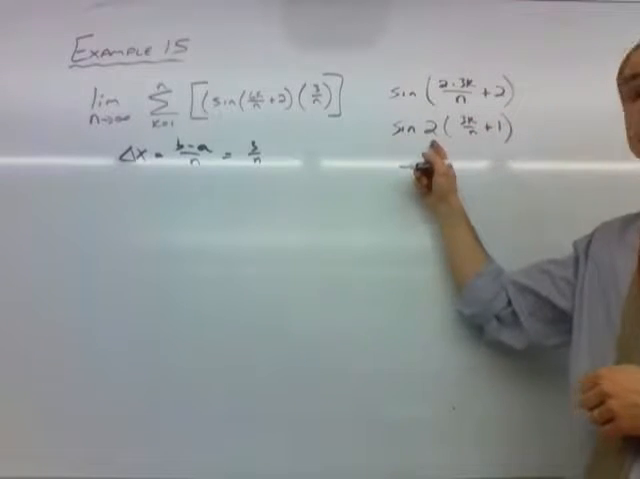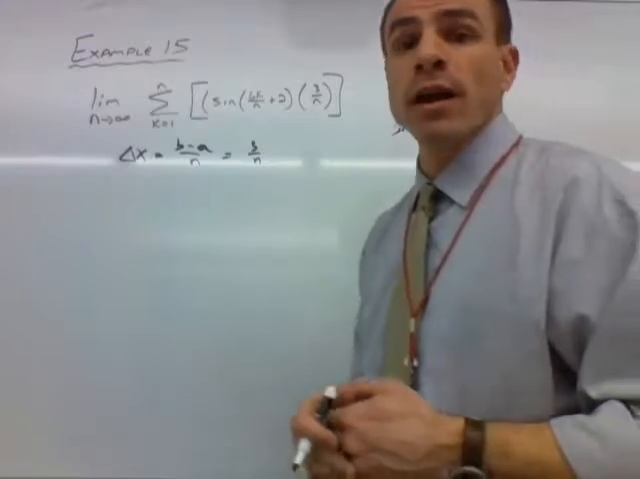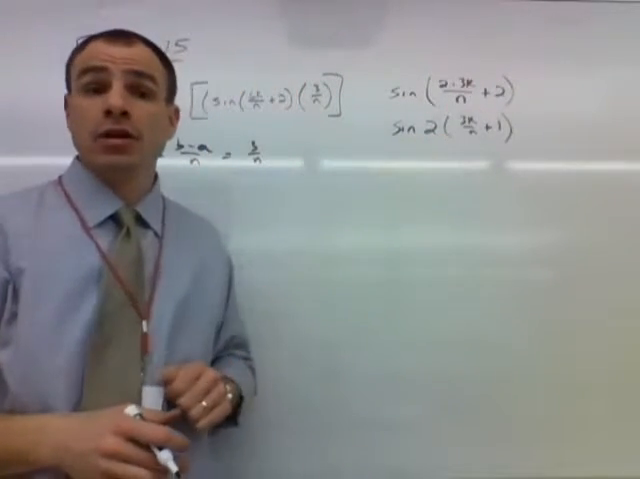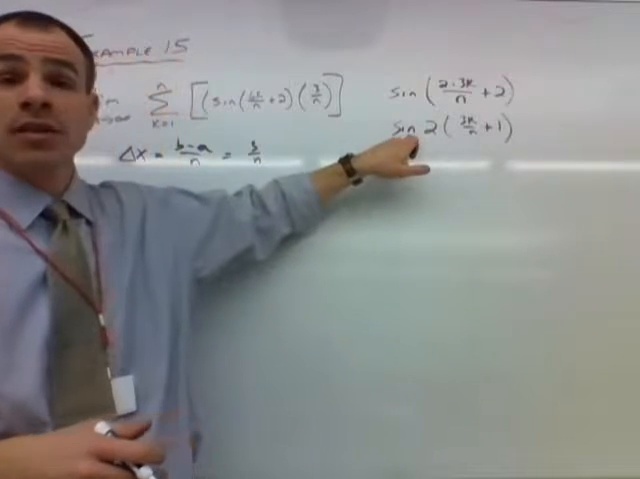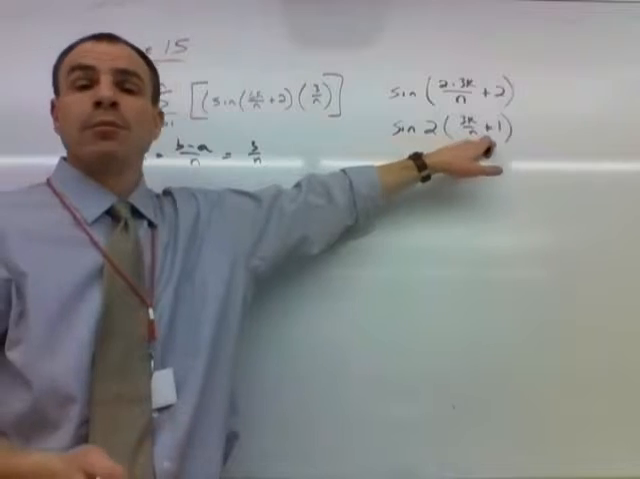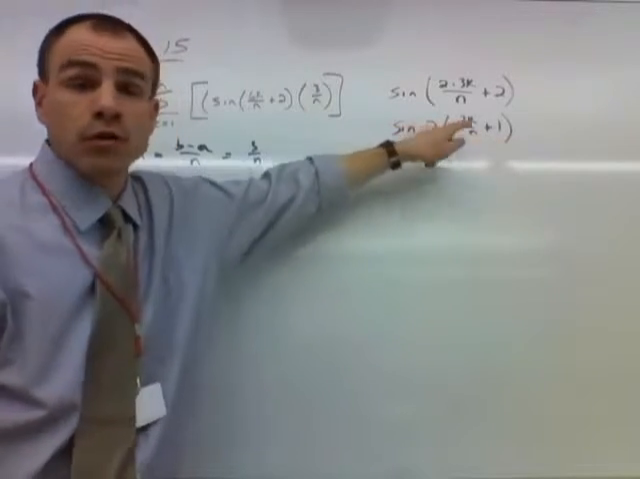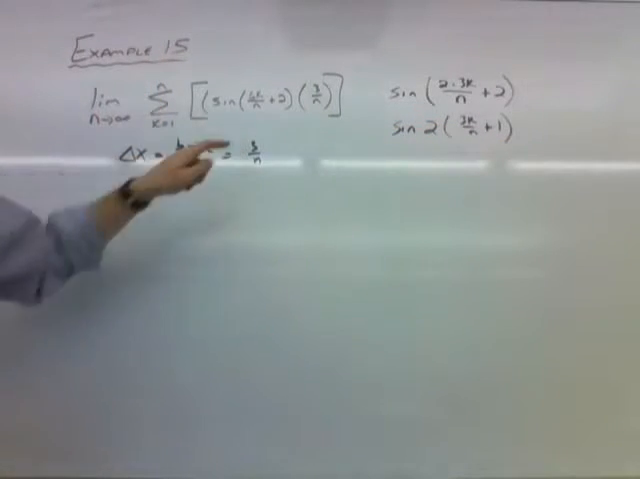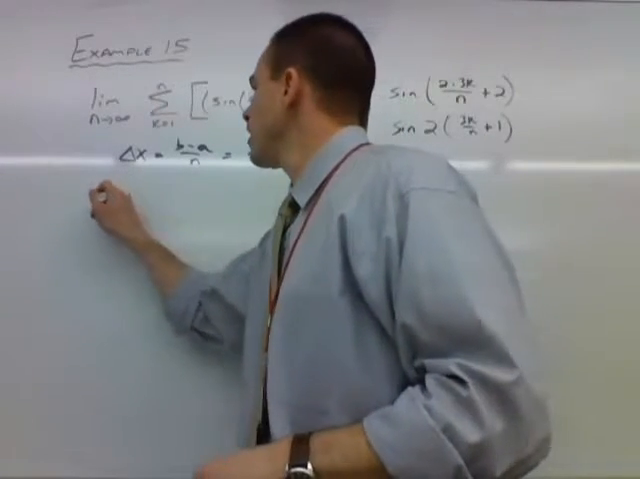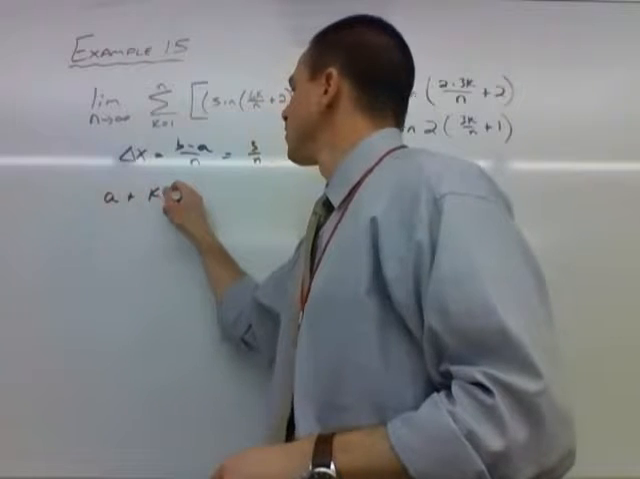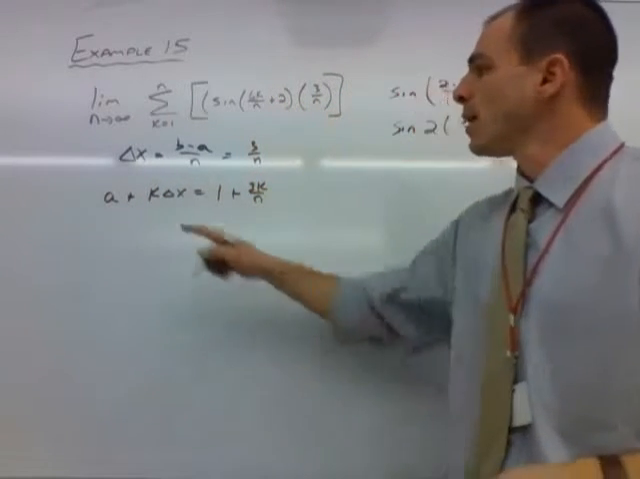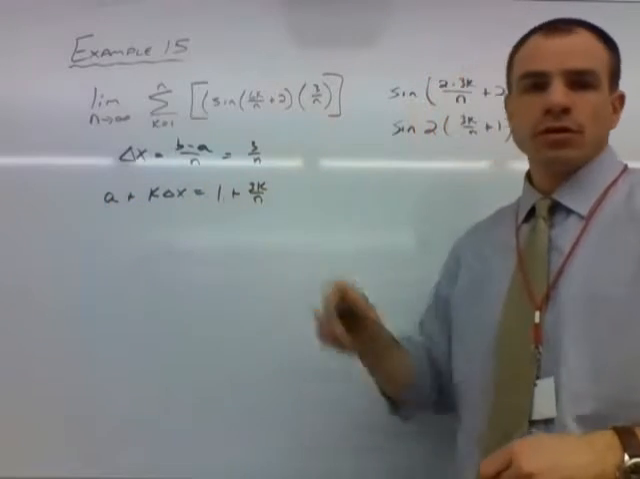Now this 2 is going to come into play later on when we write our f of x. But it's actually not part of the k term, just like the sine is not part of the k term. The k term is 3k over n plus 1. Now we have the 3 in the numerator, which matches with the 3 here in delta x. And so we can clearly see that a plus k delta x is equal to 1 plus 3k over n, which means that a is equal to 1.